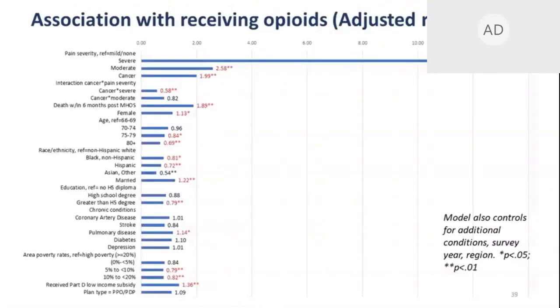When we focus in on opioids, the results are a bit more extreme in terms of, say, the risk associated with severe pain, moderate with cancer, proximal death, and then a number of factors that were not significant in looking at any pain are in fact significant when we're looking just at opioids. And you can see factors such as Black race, Hispanic ethnicity, marital status, education, poverty come up now as significant, whereas they did not before for the any pain management.